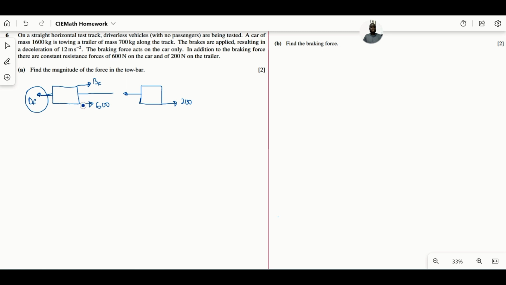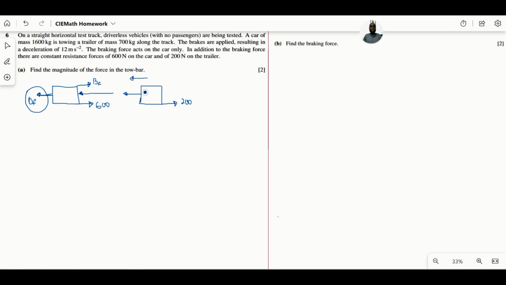Now, when that happens, picture yourself as the car moving forward, and then you apply a brake. The brake is applied to the car and not the trailer. So if you were the car, you'll be slowing down, alright, but then you feel a push on you from behind, which is from the trailer. So the force in the tow bar is going to be acting this way on the car.